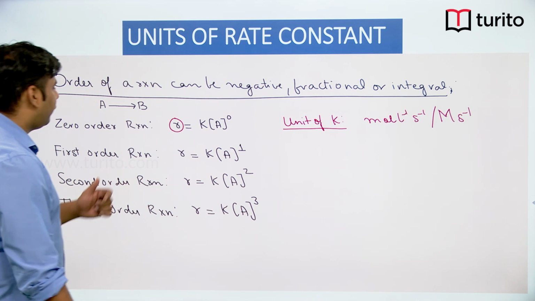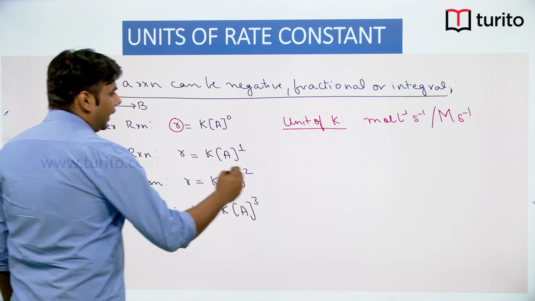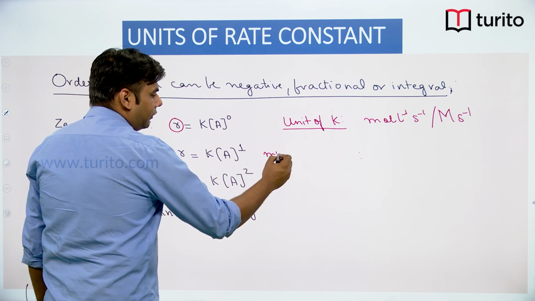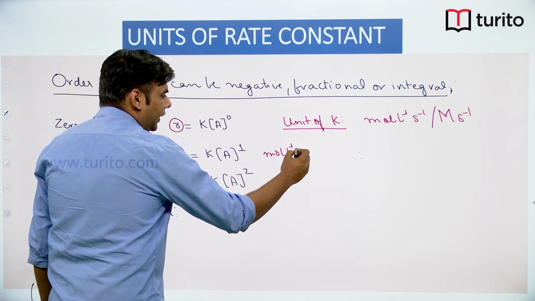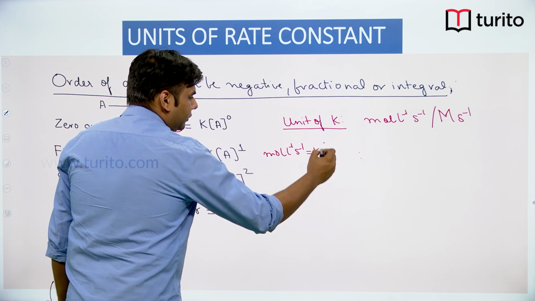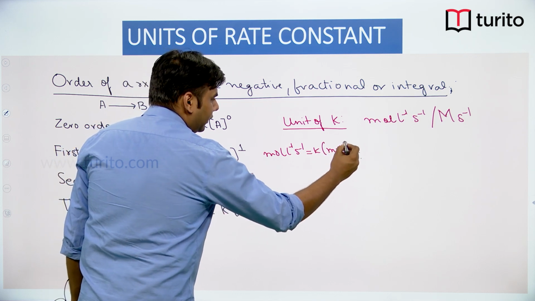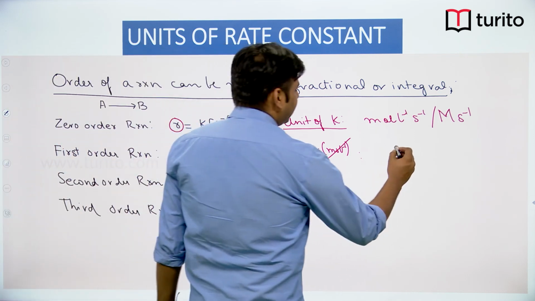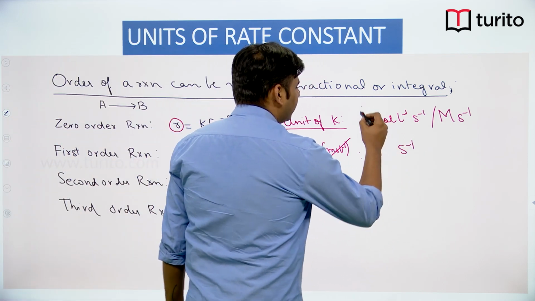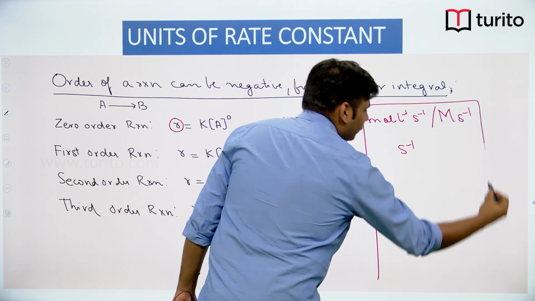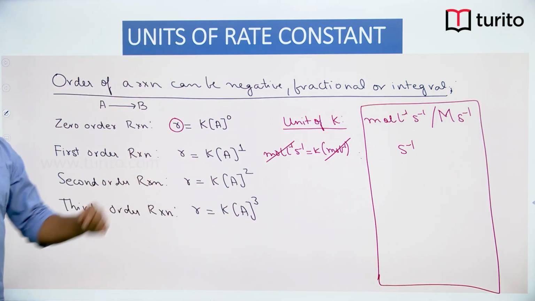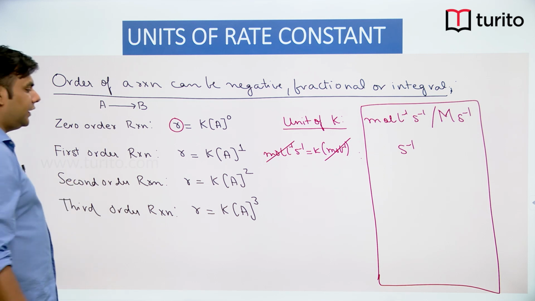Okay. Now for a first order reaction, we know that the unit of rate is moles per liter per second and the unit of concentration is moles per liter. So this basically gets cancelled out. So the unit of rate constant in this case is per second. Okay, so these are the units. So for a first order reaction, the unit of rate constant would be per second. Now let us consider a second order reaction.